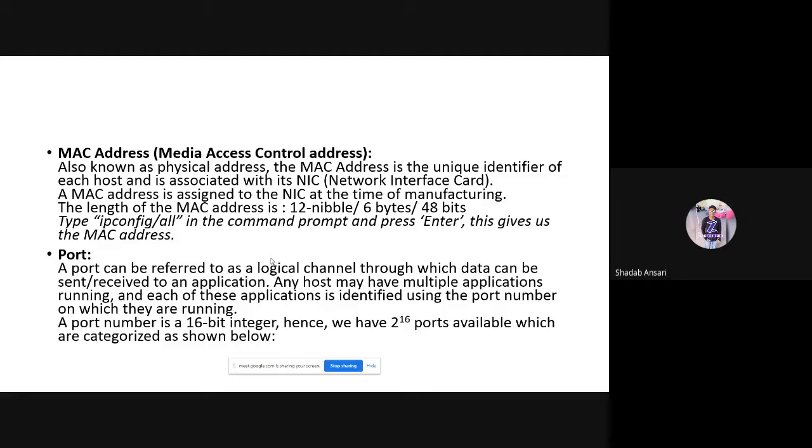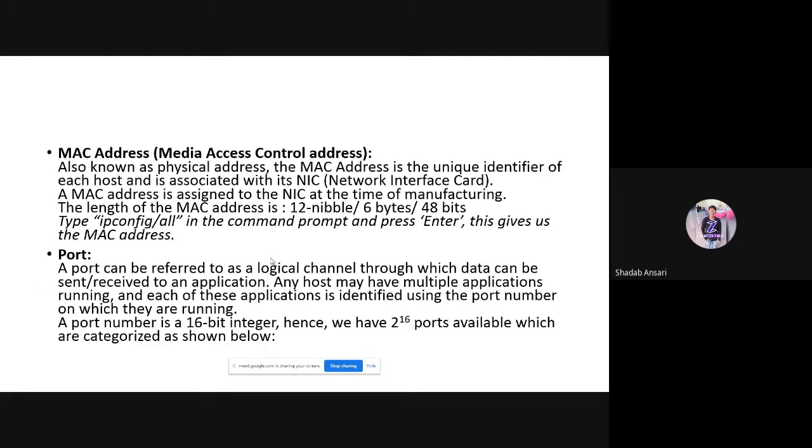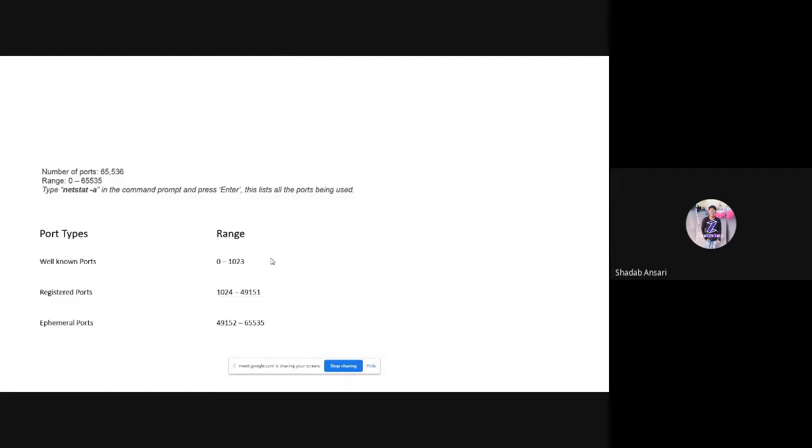A port number is a 16-bit integer. Hence, we have 2 to the power of 16 ports available, which are categorized as shown below. 2 to the power of 16 means how many port numbers we'll get?